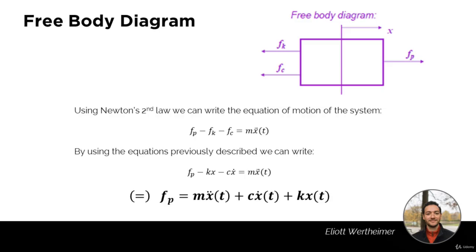And what you can observe is that we have three terms, each a different derivative of x. So a second order derivative followed by a first order derivative followed by x. This is a second order differential equation, modeling the system of the mass spring damper.